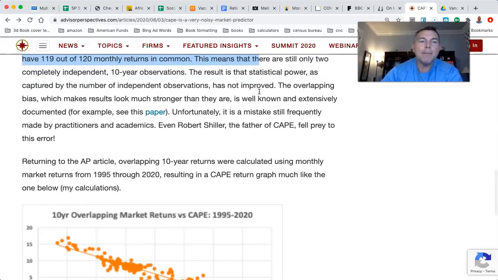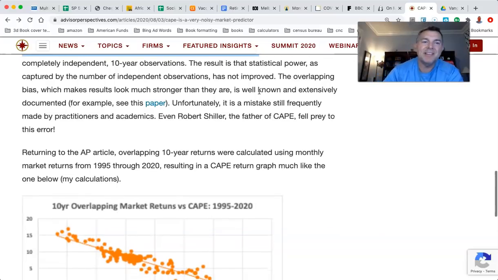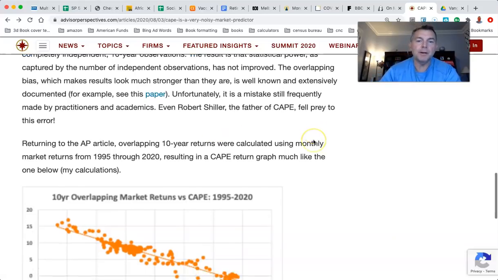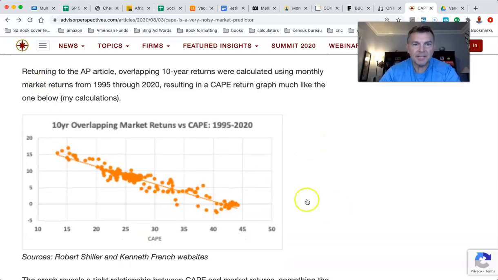The overlapping bias, which makes results look much stronger than they are, is well known and extensively documented in this paper, and we're going to click on this because I'm going to read that to you. Unfortunately, the mistake is still frequently made by practitioners and academics. Even Shiller falls prey to this error. Again, this is the 10-year overlapping thing right there. As you can see, it looks like a lot of data points.